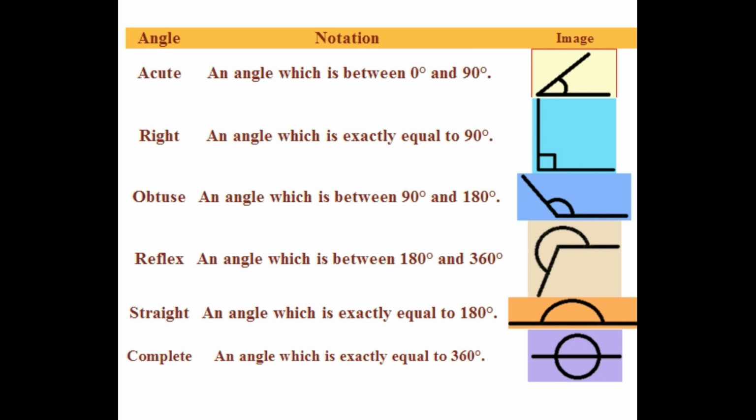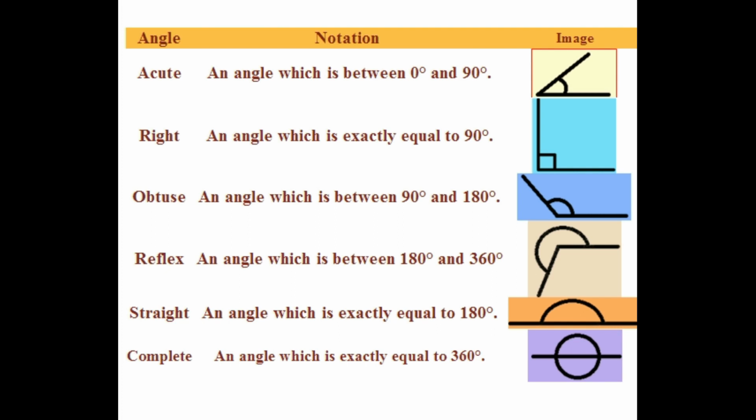Then you come to next picture, reflex angle. What is reflex angle? An angle which is more than 180 and less than 360 is called reflex angle. See the next image. It is more than 180 degree. So it is called reflex angle. Then straight angle. What is straight angle? An angle which is exactly equal to 180 degree. See the diagram. That is straight angle. Clear? Exactly 180 degree.